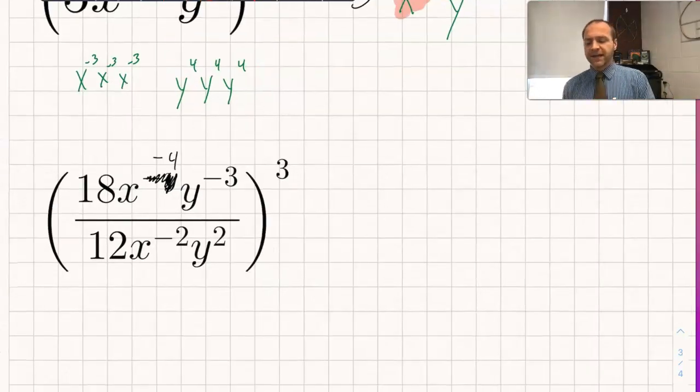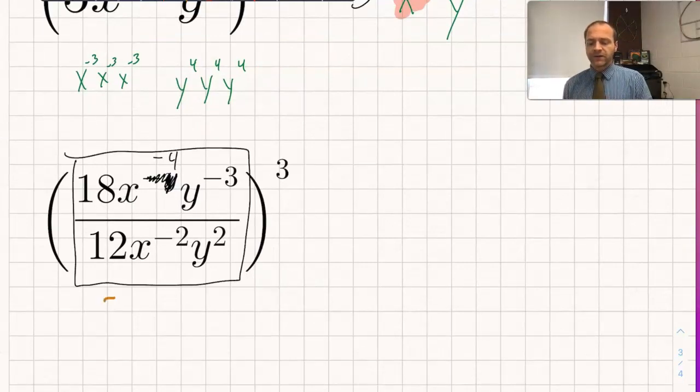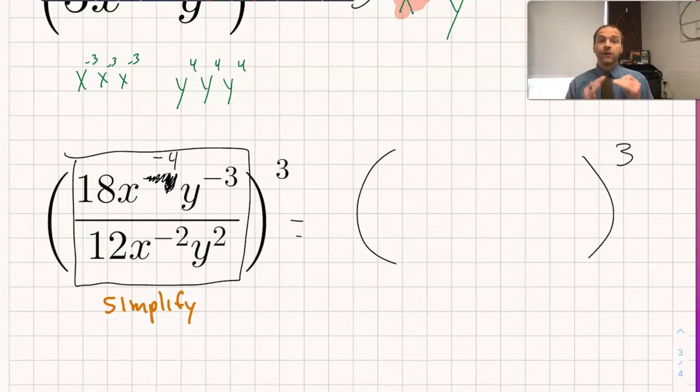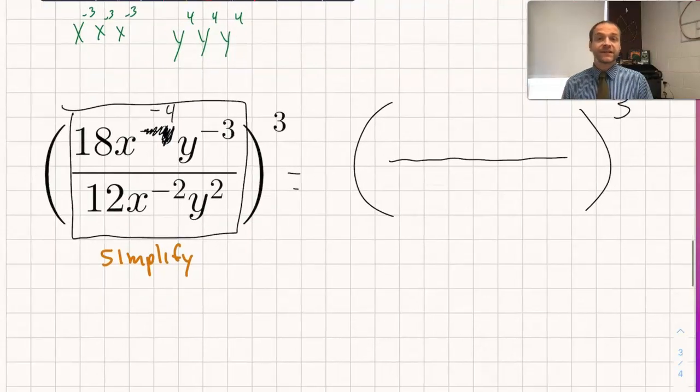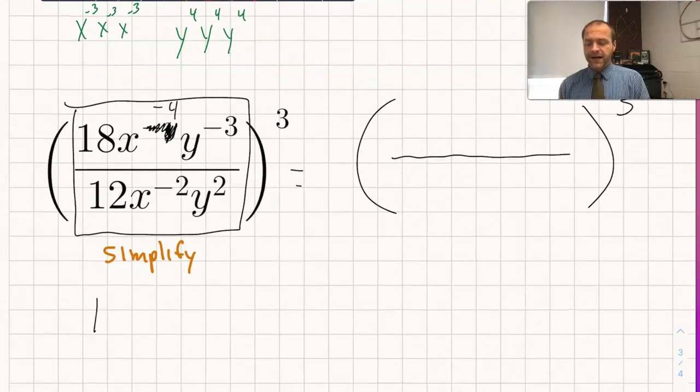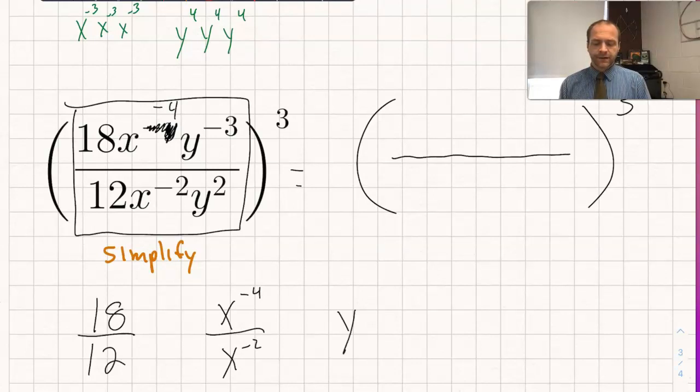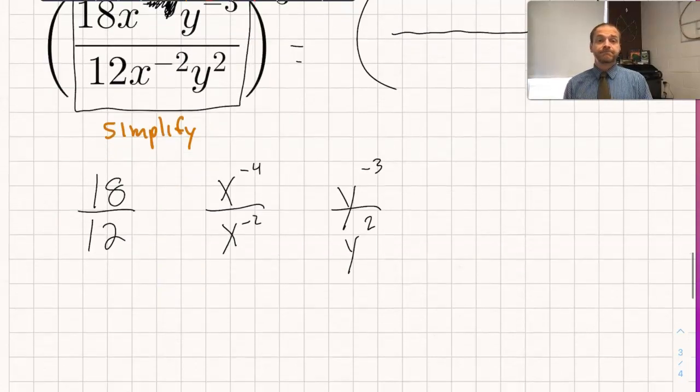So the more complicated the inside looks, that looks more complicated. What I'm going to do is I'm going to simplify it first. That's going to make my life easier. So I know I'm still going to be dealing with this cubed, but I'm going to simplify. And the way you simplify is actually not too bad. I'm going to just visually separate the coefficients, the x's, and the y's.